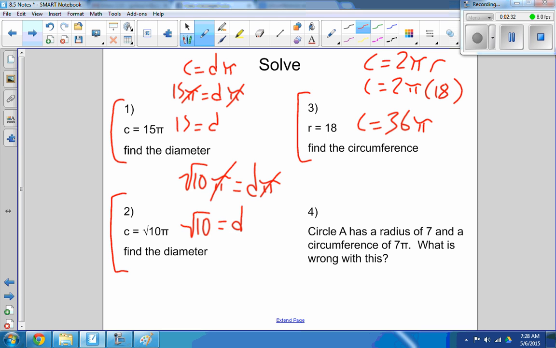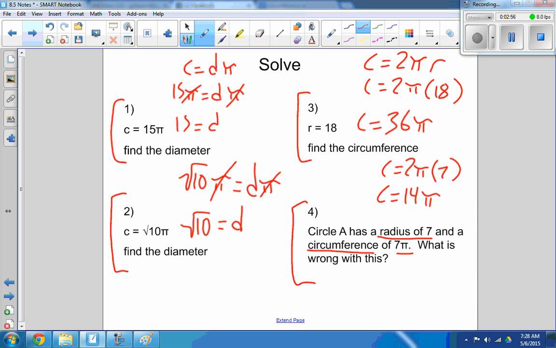All right, number 4. Circle A has a radius of 7 and a circumference of 7 pi. What is wrong with this? Well, let's calculate the circumference given a radius of 7. So circumference is 2 pi times the radius of 7. So that's 14 pi. Well, that doesn't match the circumference given. Well, let's work the other way. Well, if we're given circumference is 7 pi.